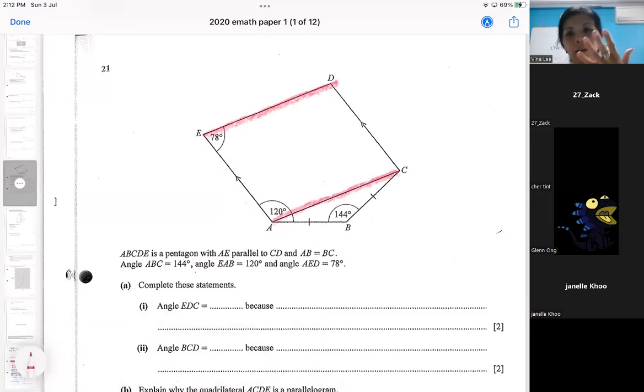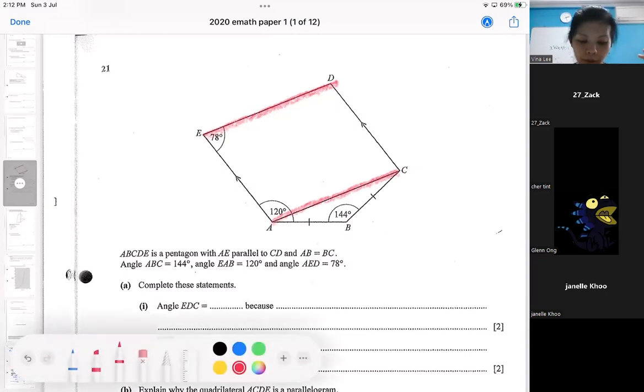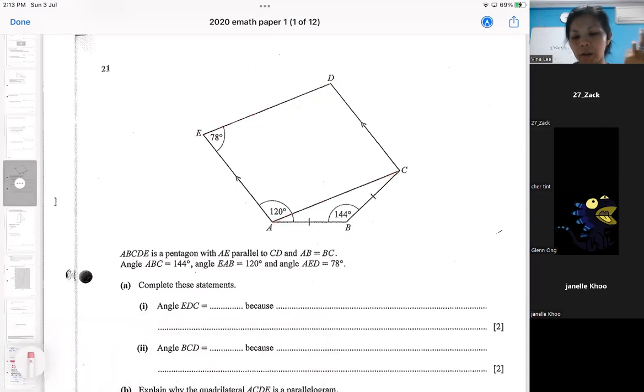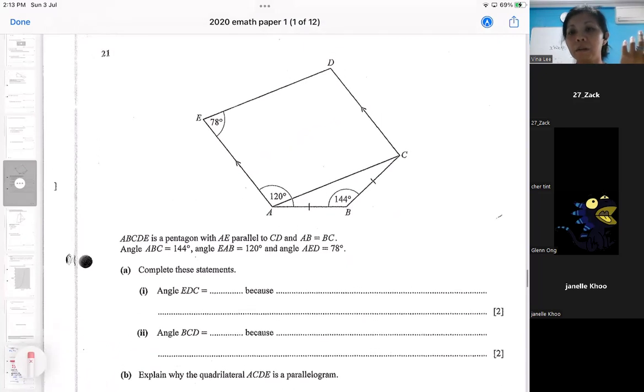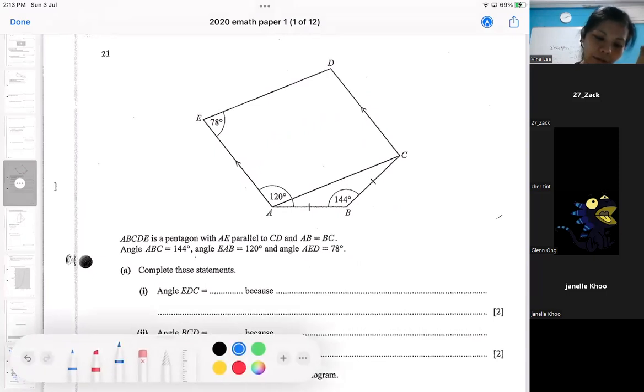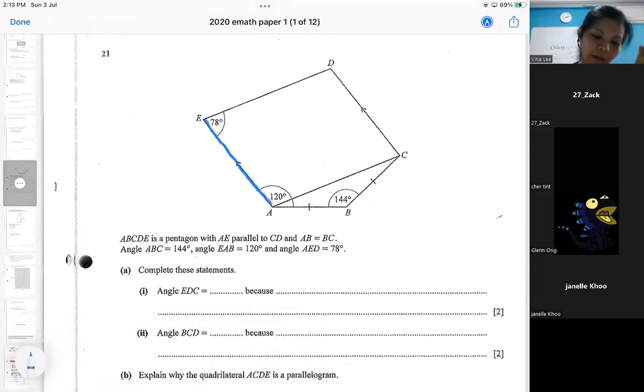Before we have any properties to prove parallel, you're not supposed to assume it. So this is one of the tricks for this question. How do I know that you got tricked? If you cannot get part A part 2 correct, usually your thinking is already wrong. The first one, most of you are okay. These are the two parallel lines.